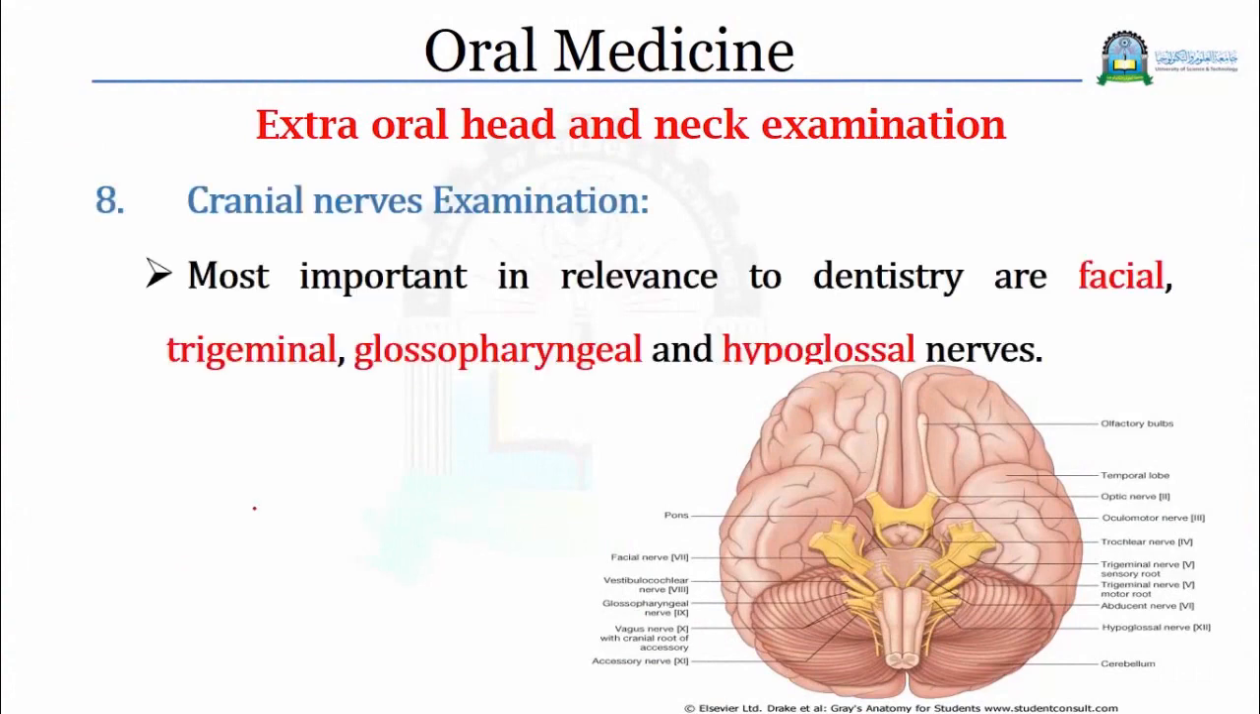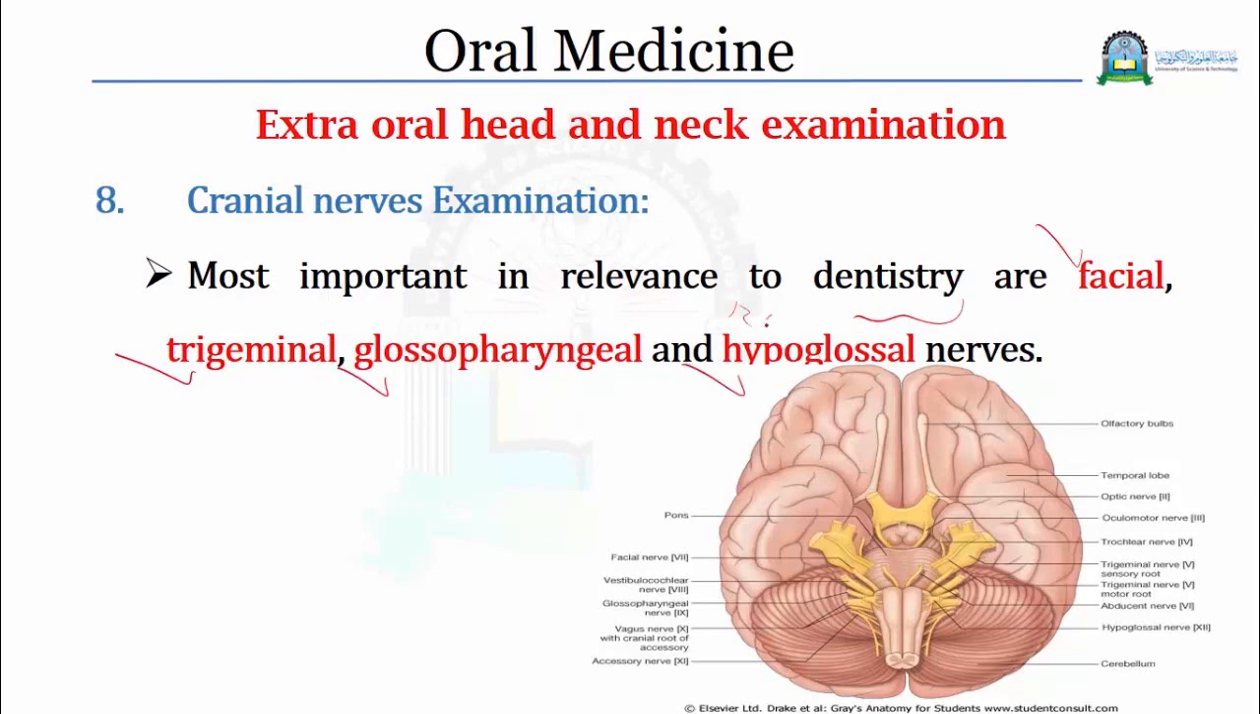In the extraoral head and neck examination, we also have the examination of the cranial nerves. As we studied before, there are 12 cranial nerves. All these cranial nerves should be examined. Most important relevant to dentistry are the facial nerve, trigeminal nerve, glossopharyngeal nerve, and the hypoglossal nerve.